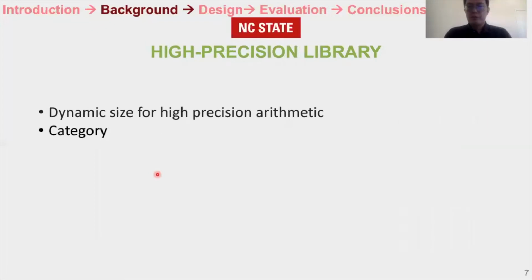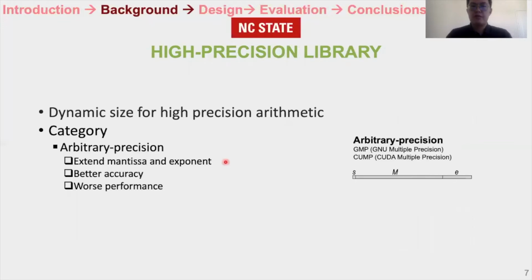To solve these problems, high precision libraries use dynamic size for high precision arithmetic. There are two categories of that. The first category is called arbitrary precision. Just like the right-hand figure, the extended mantissa and exponent strictly follow the standard, so they can provide way better accuracy compared with standard precision. However, they come with a significant cost we have mentioned before.